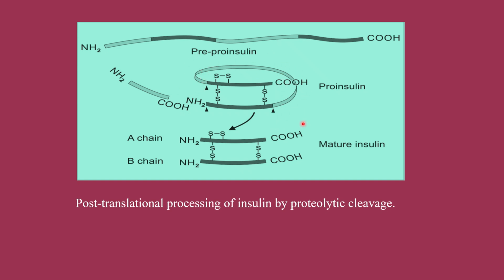Unwanted sequences are lost, and the two chains, A chain and B chain, are formed, which are connected by disulfide bonds. Interchain and intrachain disulfide bonds are there. So this is the structure of mature insulin right from the single polypeptide chain.